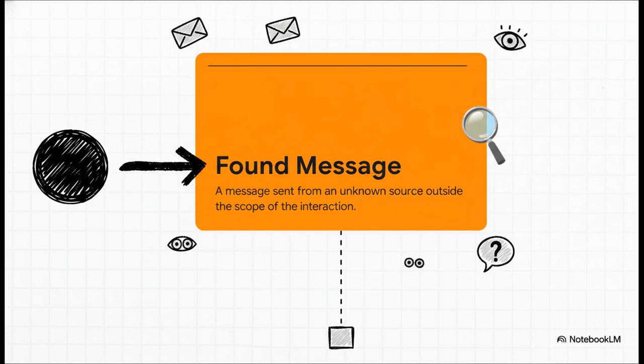All right, a found message. This is what you use when you don't know or you just don't care who the sender is. Maybe it's an event from outside the system we're modeling. The syntax is simple. It's an arrow that starts from a solid black dot and points to a line. That black dot represents the unknown source.